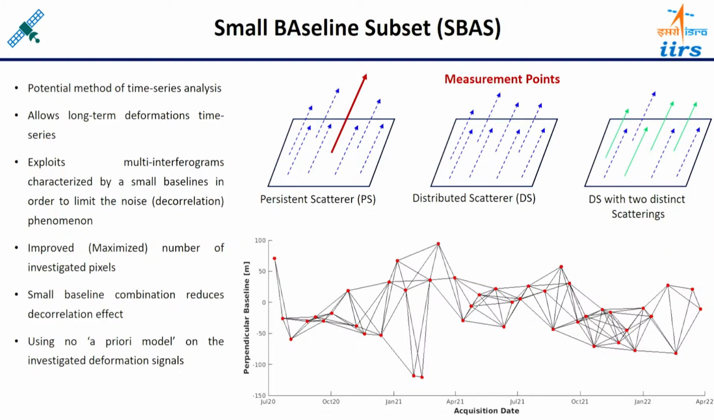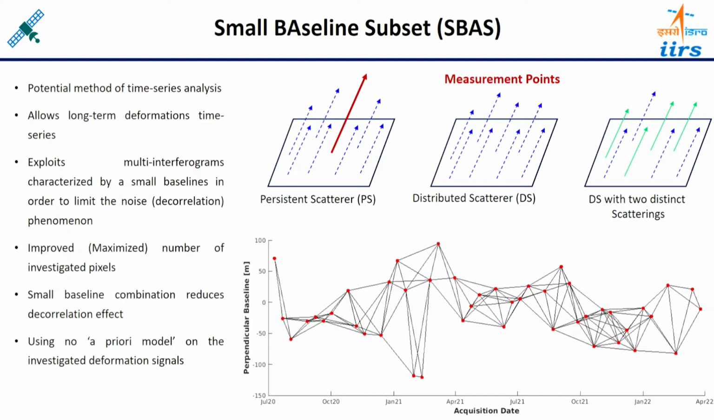But in case of PSI, if n images were there, then how many interferograms were there? Suppose 100 images were there, so 99 interferograms. It means n images are there, so n minus 1 interferograms were there in case of PSI. But here the total number of interferograms will be n into n minus 1 divided by 2.